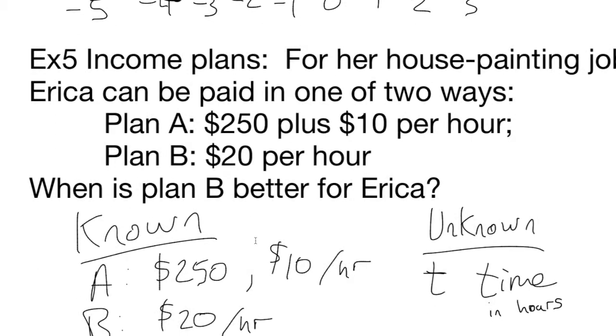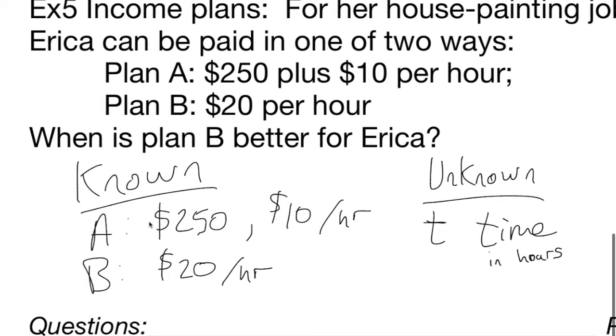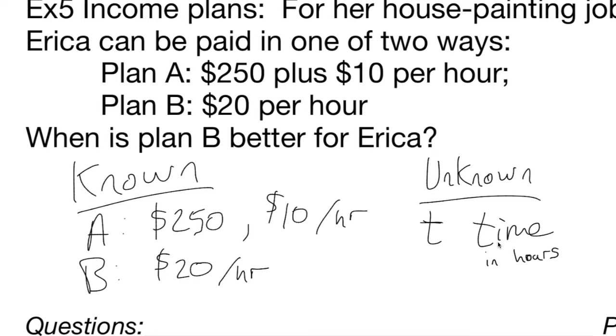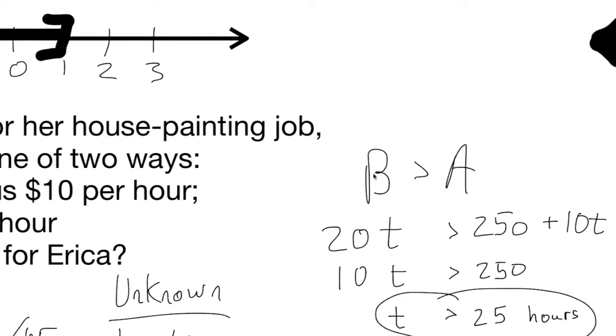And the real question is, when is plan B better for Erica? Well, the things we know are A is $250 and $10 an hour. Plan B is just $20 an hour. The unknown is the amount of time, and we'll leave that in hours. So really, when is plan B better for Erica? When is the value of B going to be greater than the value of A?